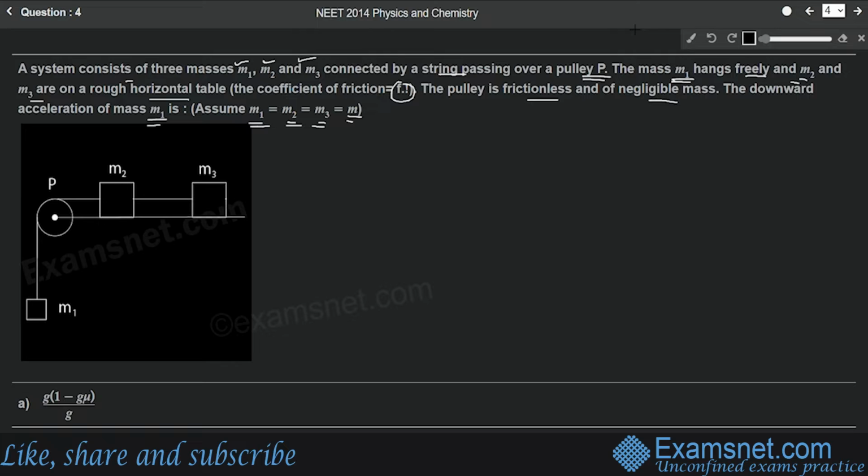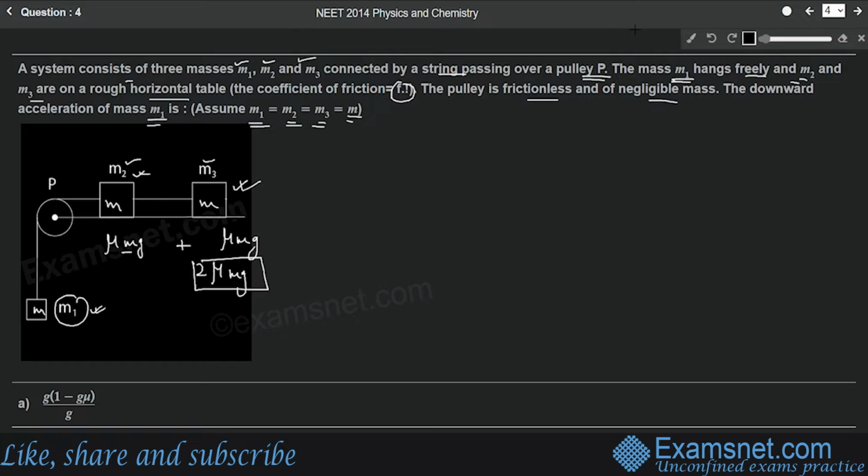Okay. So we have to assume that all the masses are equal. That means this is m, and this is also m. We have to find the downward acceleration of this mass m1. Okay. Now, what will be the frictional force on this m3? It will be mu mg, and the frictional force on m2 will also be mu mg. Okay. So the total frictional force will be 2 mu mg. This will be the total frictional force on masses m2 and m3.